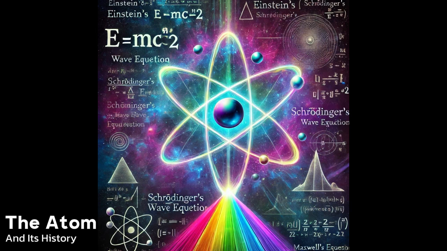James Chadwick, 1932. Discovery of the neutron. James Chadwick, a British physicist, discovered the neutron by bombarding beryllium with alpha particles and observing the emission of neutral particles. The neutron had nearly the same mass as the proton, but no electric charge. This discovery completed the set of subatomic particles.